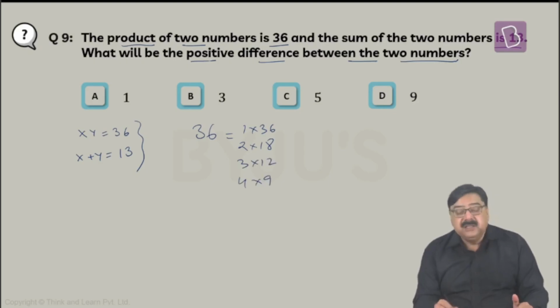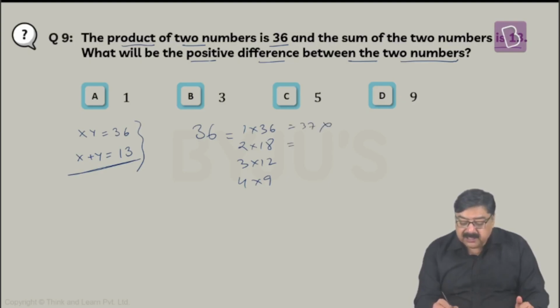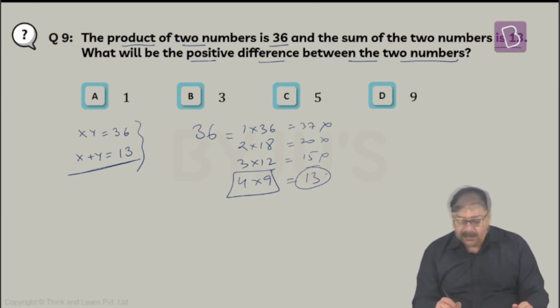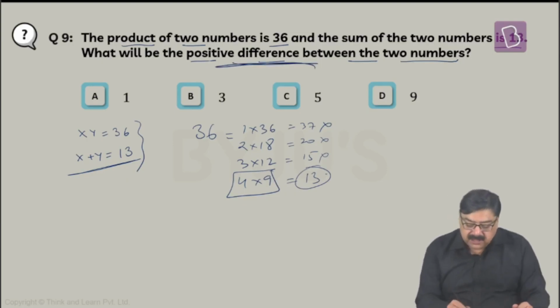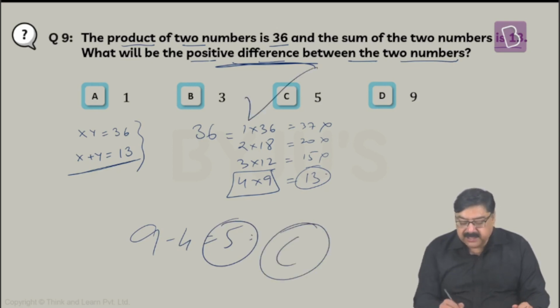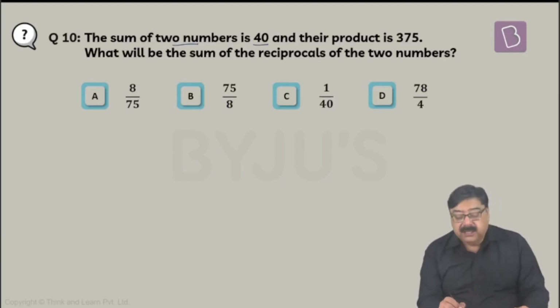Now out of these, the sum should work out to be 13. This 1 plus 36 is 37. We don't want this. 2 plus 18 is 20. 3 plus 12 is 15. But 4 and 9, the sum is 13. Now you want the difference. So 9 minus 4 is 5, which is given in choice C. That becomes the answer.